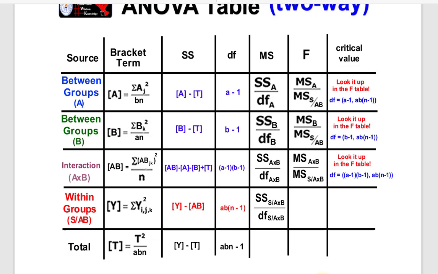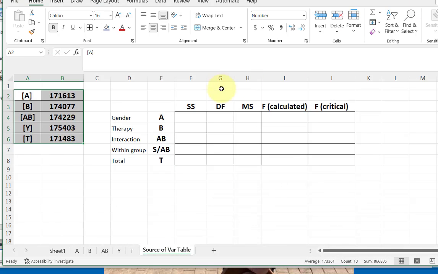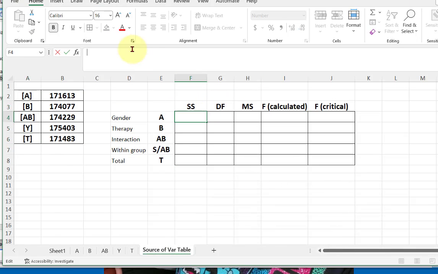Let's go back and check to see how to calculate the sum of squares. So bracket A minus bracket T. Remember, if you get a negative number, you did something wrong, which is easy to do. So equals bracket A minus bracket T. Enter. Boom. Oh, thank God. No negative number. Second sum of squares is bracket B.